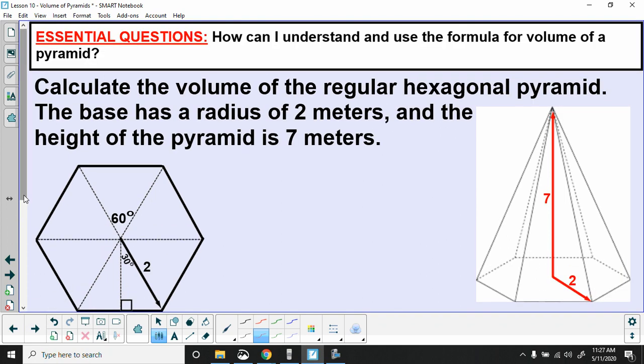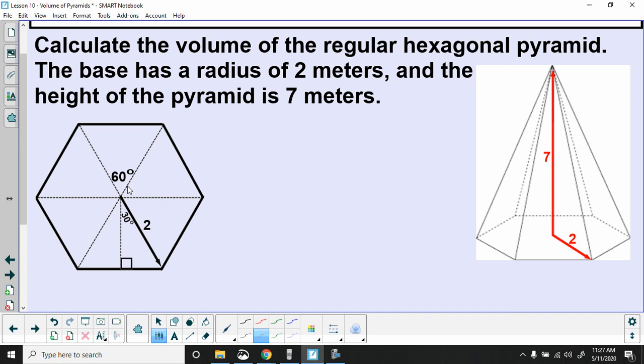Okay, as you know, it's a regular hexagon, so this is 60, this is 60, and this is 60. Oh, see, you get the idea, 60, 60 all the way around. But this guy, if we were to split that 60, we get 30.